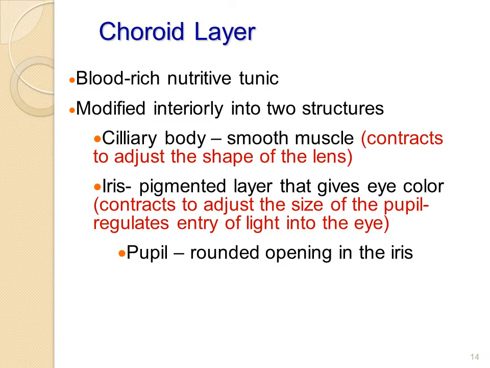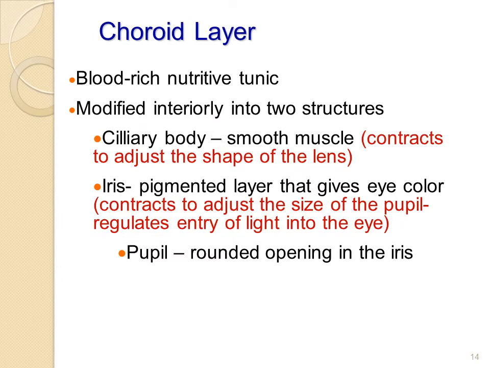The second layer, or the middle layer in the eye, is the choroid layer. It is a blood-rich nutritive tunic modified anteriorly into two structures: the ciliary body and the iris. The ciliary body is the smooth muscle, while the iris is the pigmented layer.